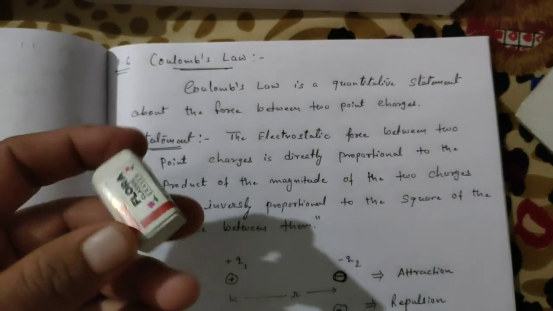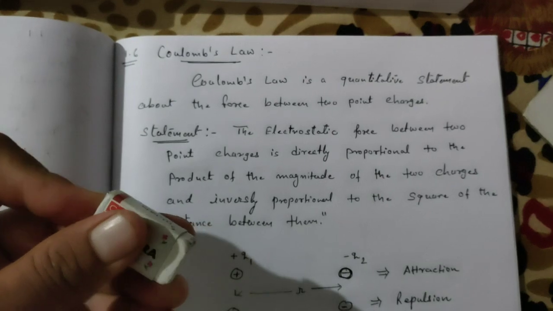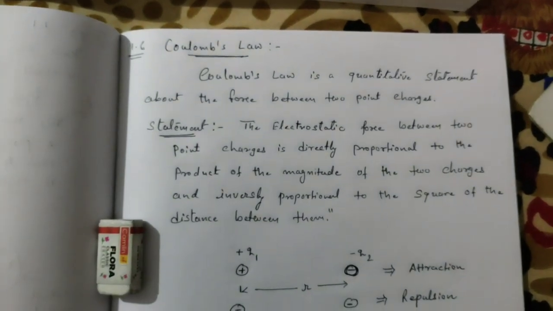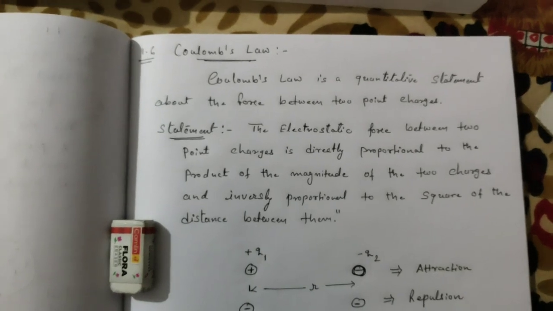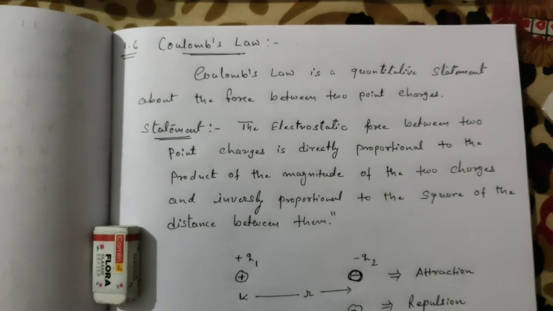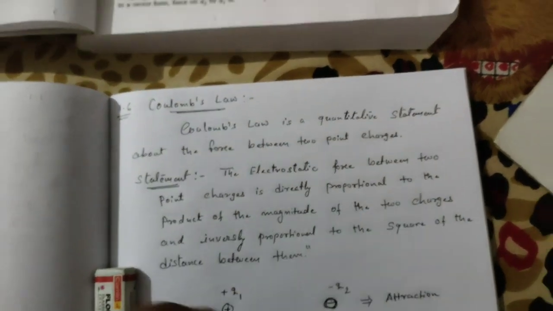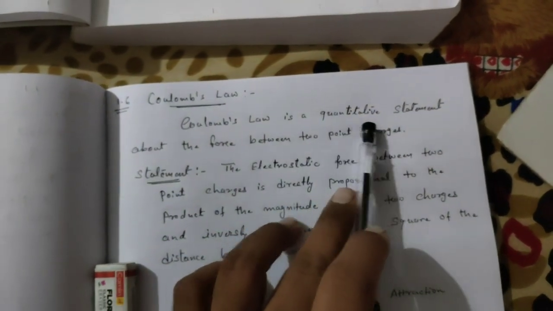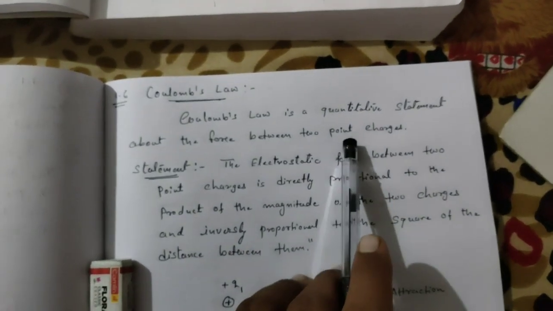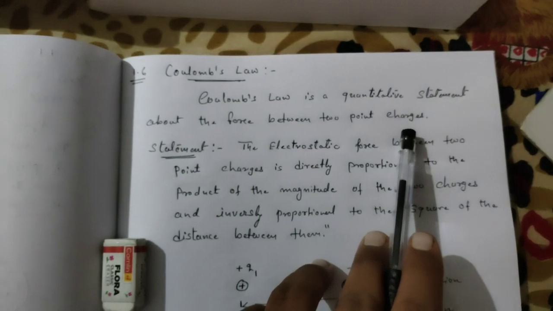Now we are moving towards our own syllabus. As you know, we have four types of forces in nature. Out of them, this is also one law of nature. Now Coulomb's law, as you can see, is a quantitative statement about the force between two point charges. So do you know what we mean by point charges?